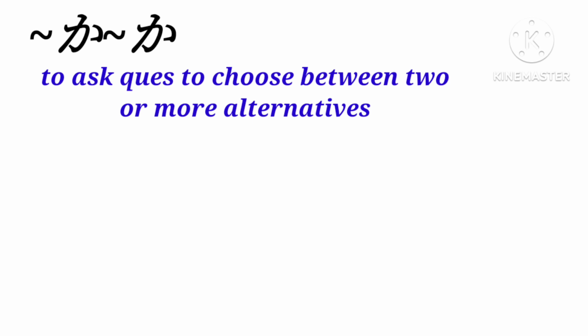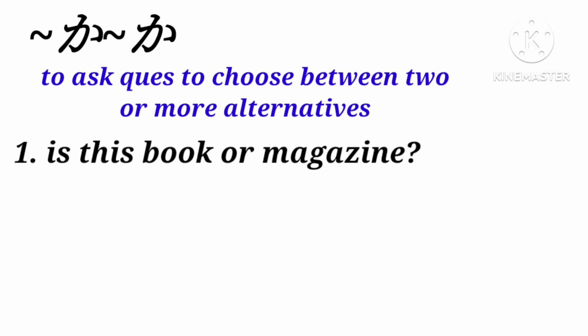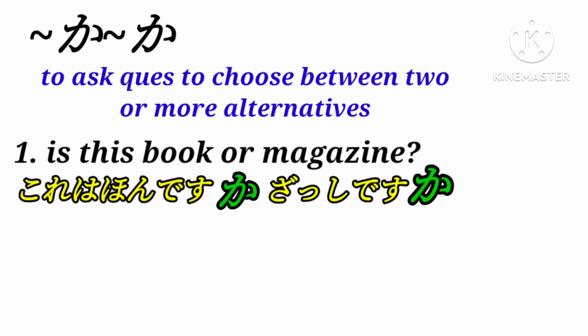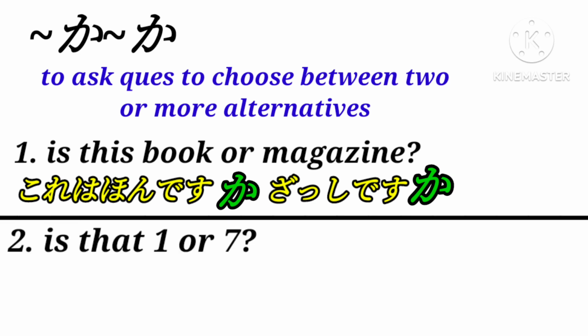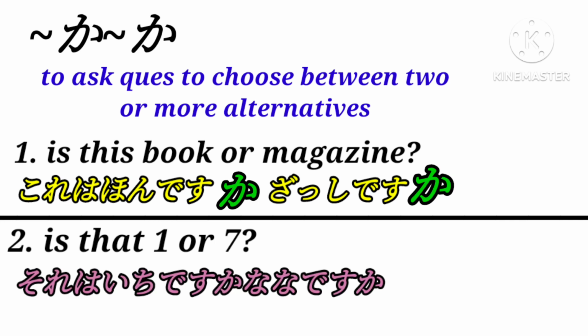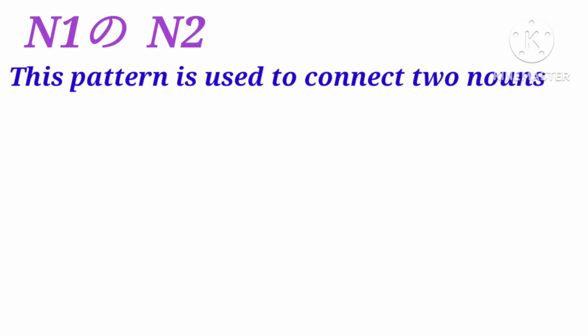Next is our ka ka pattern. It is used to ask a question to choose between two or more alternatives. For example, is this a book or a magazine? Kore wa hon desu ka? Zashi desu ka? Is that 1 or 7? Sore wa ichi desu ka? Nana desu ka?